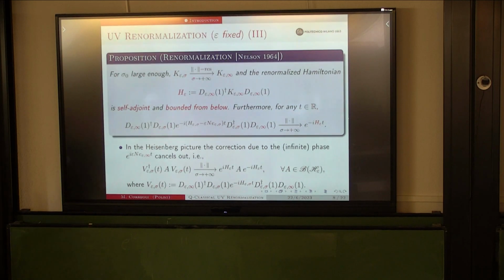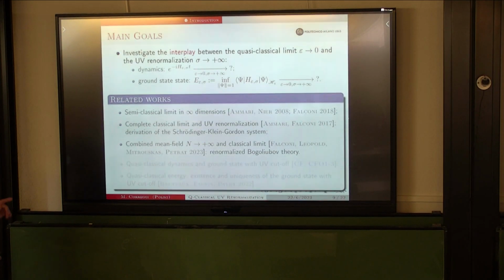Very good. Okay, now I can tell you what the main goals of my talk are, and then I will make more explicit what this quasi-classical limit I'm focusing on is. So the main goal is to try to understand the interplay between the limit epsilon to 0 and the limit sigma to infinity. Perhaps, do they commute? Can you take the two limits at the same time? And so on and so forth. And this at the level of the dynamics and at the level of the ground state.